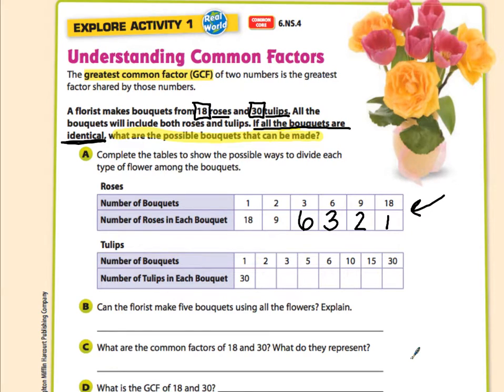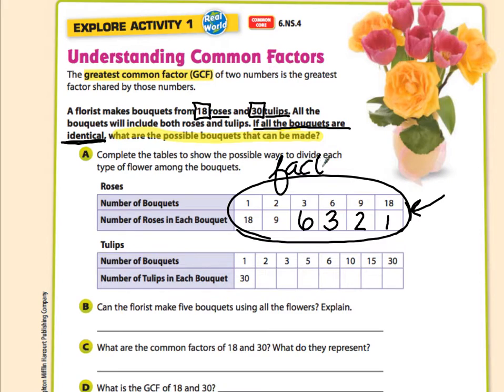So now let's look at the different ways, and again, you'll see these are all your multiplication facts and factors. So all these numbers are factors of 18. So we took 18, divided it by 1, put 18 in a group. Took 18, divided it into 2 groups, put 9 in each group, so on and so forth. Now we're going to do that with the tulips.